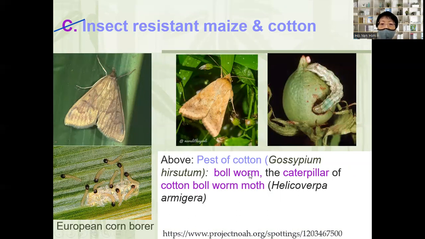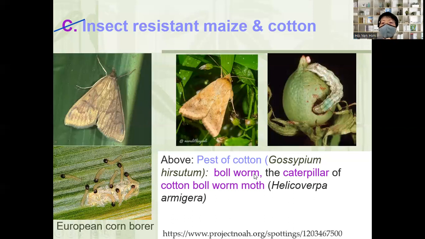This is the species name for cotton, Gossypium hirsutum. Now the pest is what? Bollworm. You see this worm here? Why is it called boll? Because this fruit, when it ripens, will split open and expose the white fibers inside it, which we call cotton. That white fiber inside is actually called the boll, right? So the worm will feed on the boll.